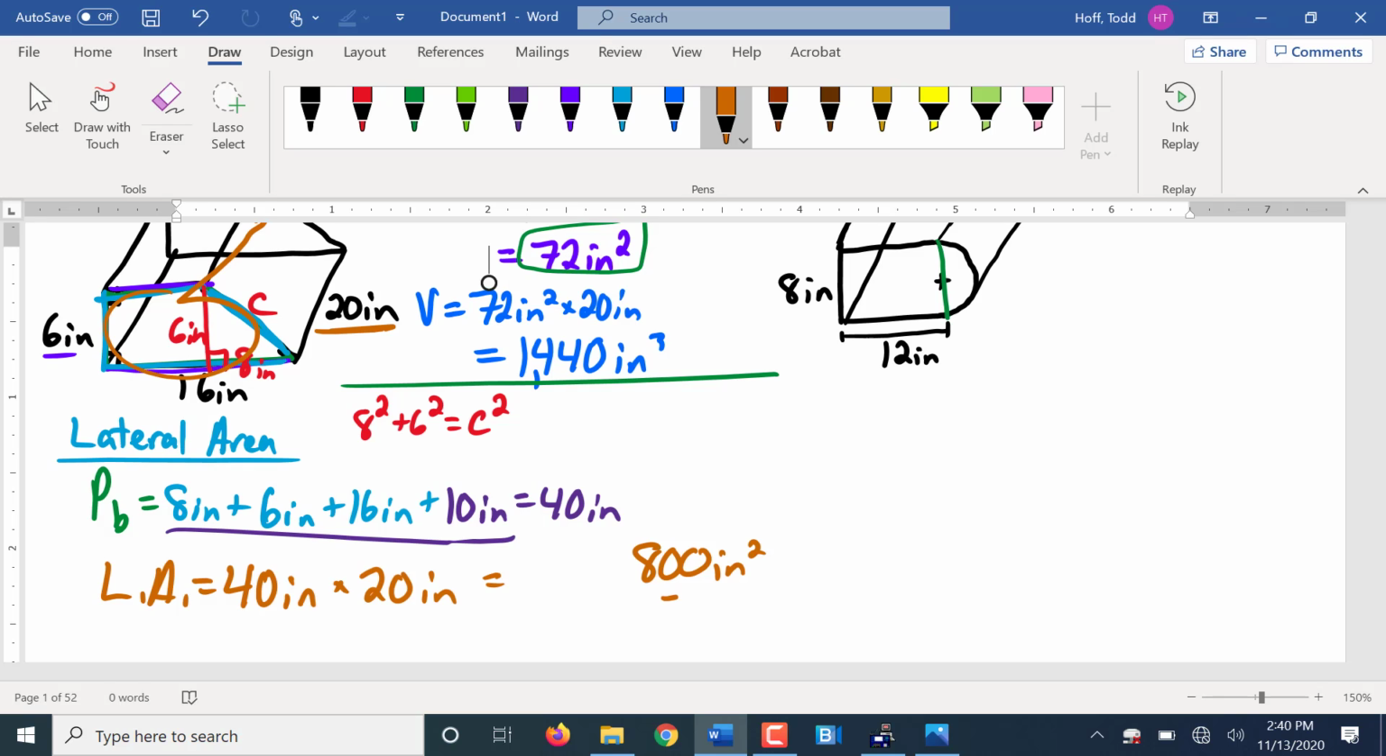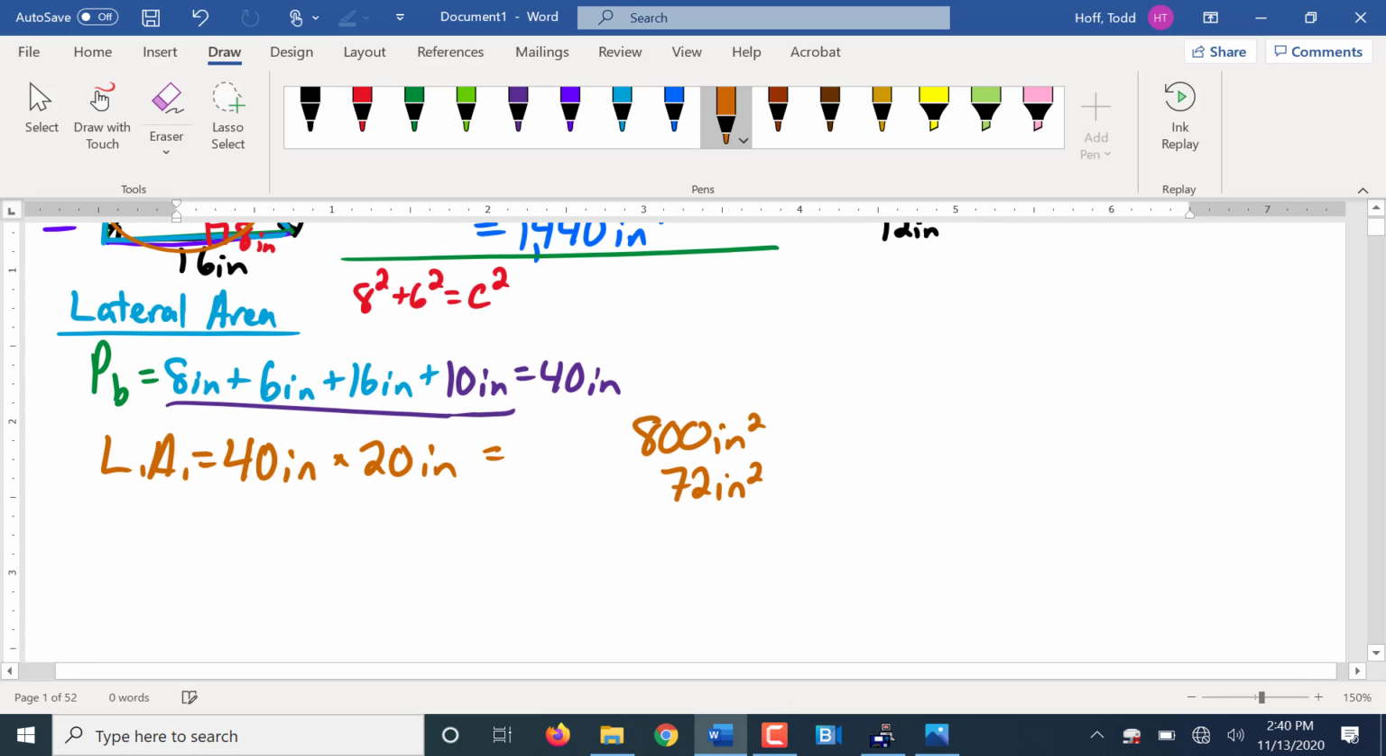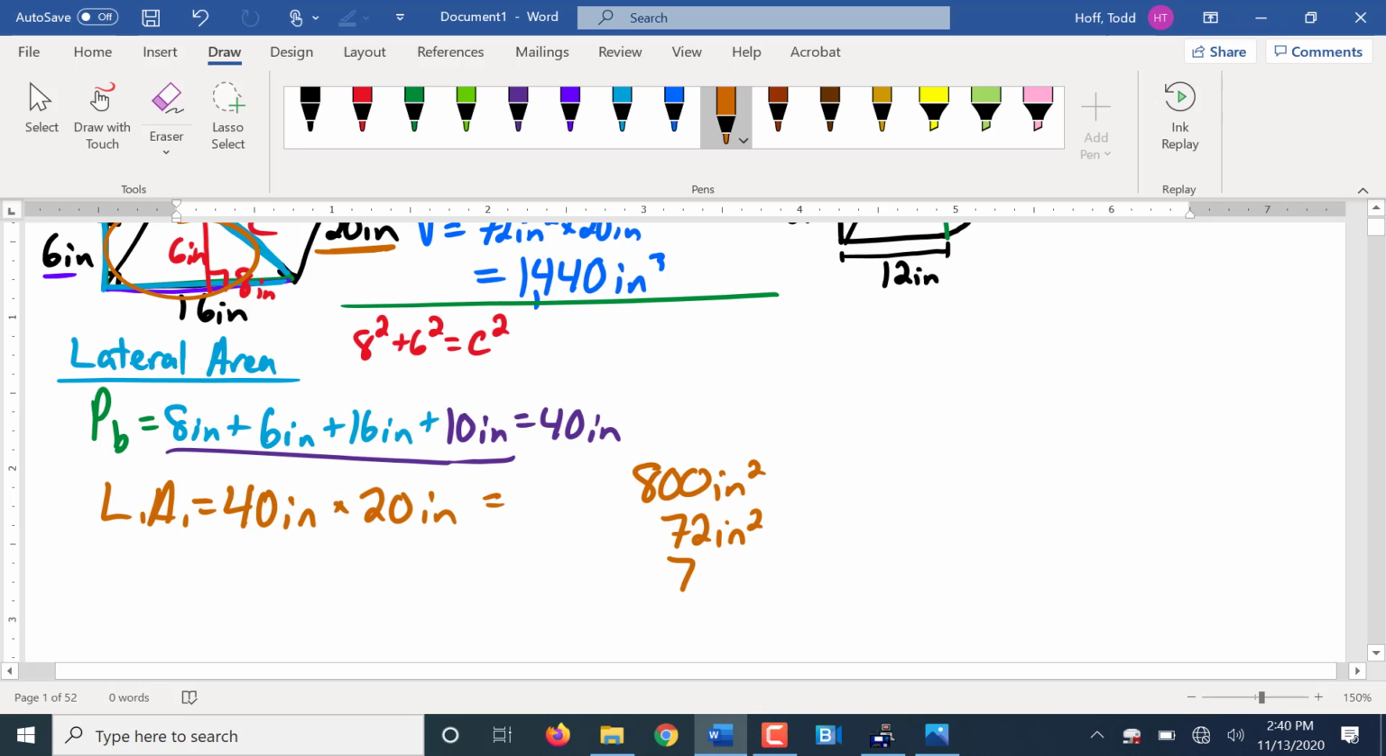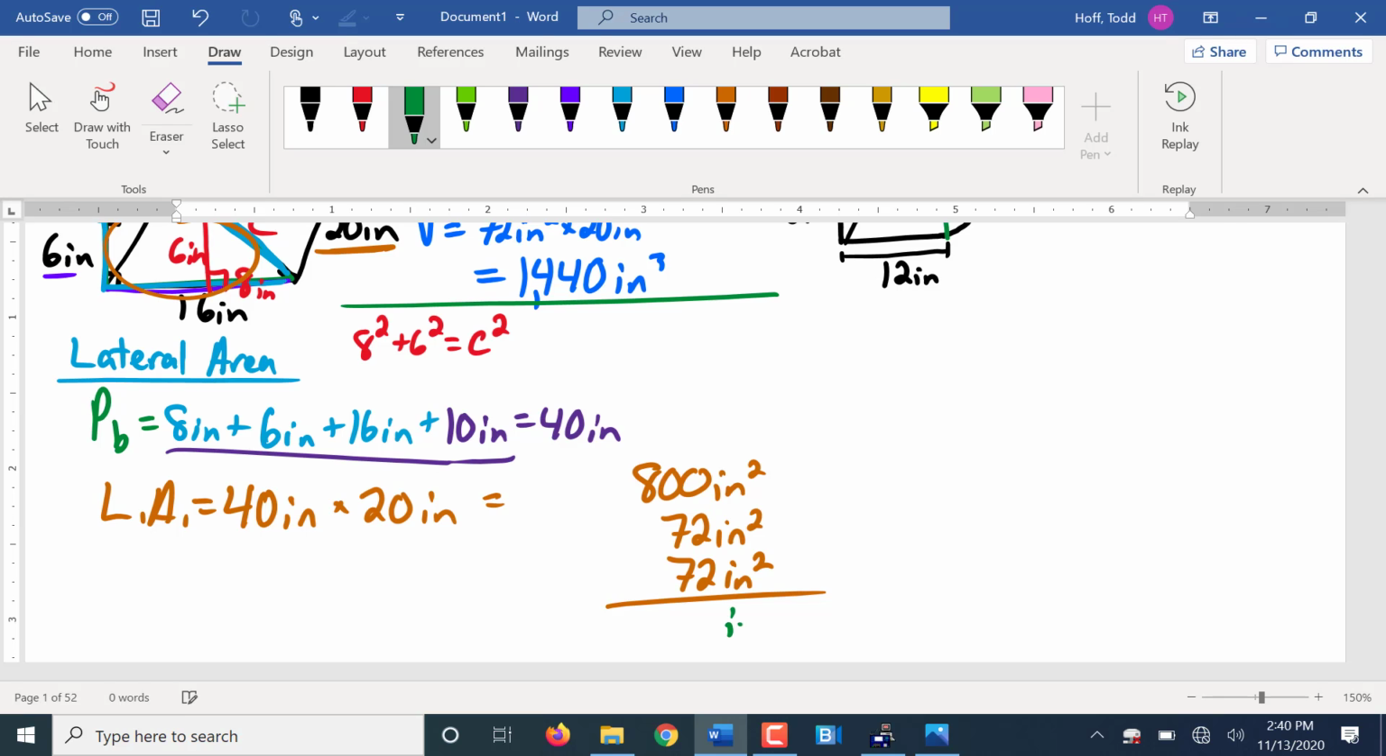We have to add the 72 square inches for the base. Is that it? We have to do the 72 square inches twice because there's a base on either end. So if we add that up, what do we get? 944 square inches is our surface area.